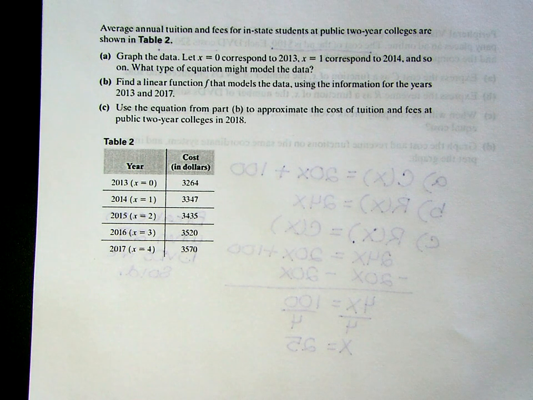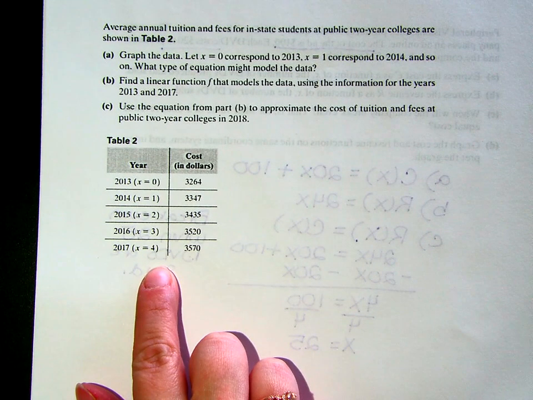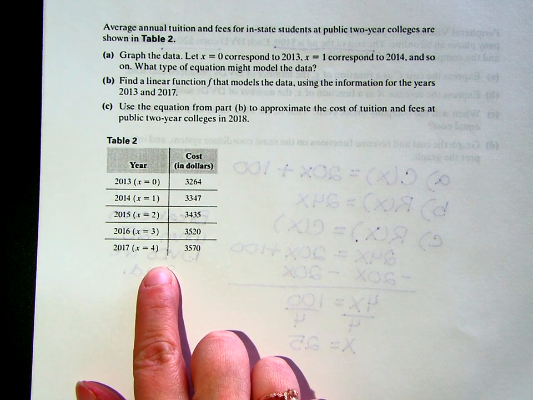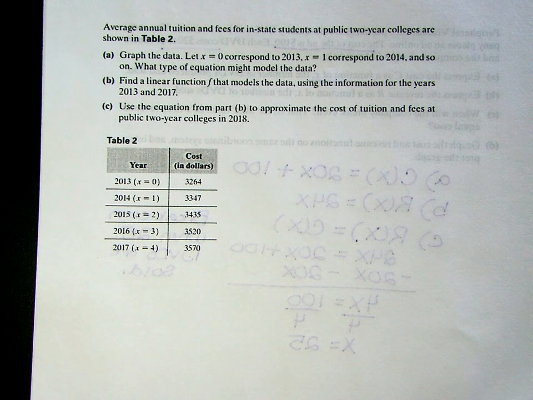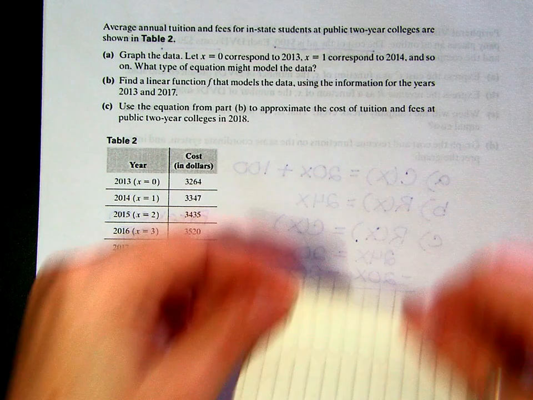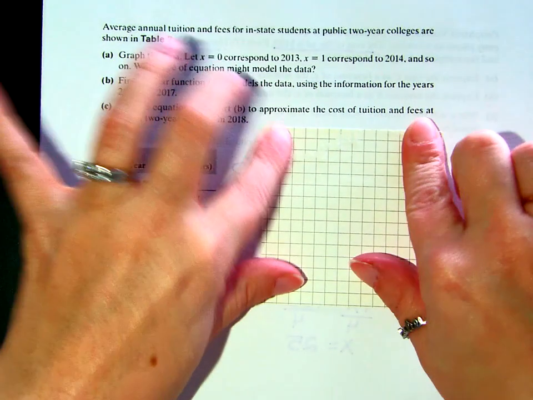Let's graph the data in order to see what happens. It says let x equal 0 correspond to the year 2013. Year 1 is 2014, and so on. What type of equation might model the data? I will do a live graph for this one because there are only 5 pieces of data. Again, on Pearson, you probably will not be expected to graph these. You will do multiple choice to figure them out. But this one's not a horrible one to graph.